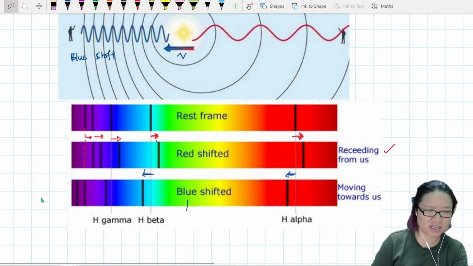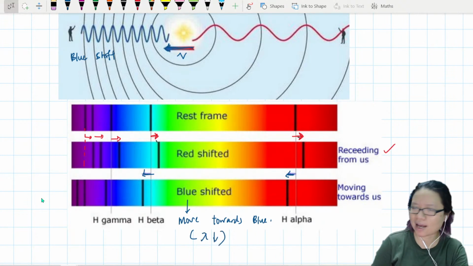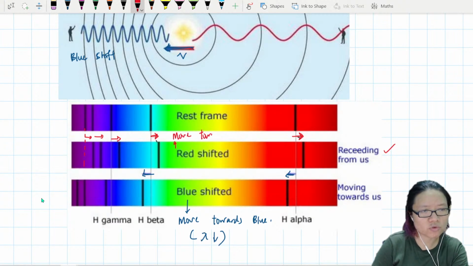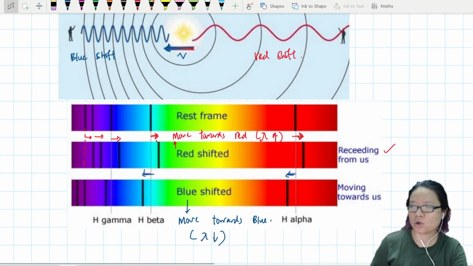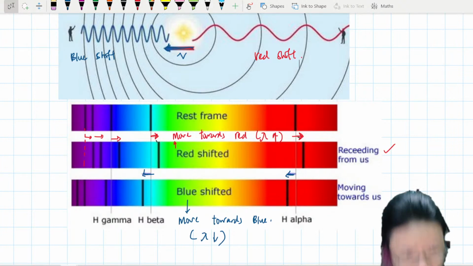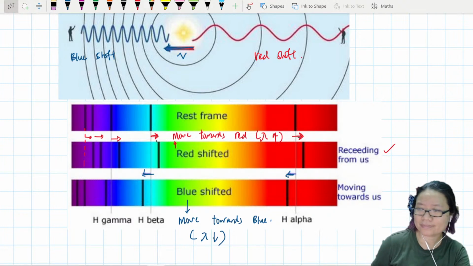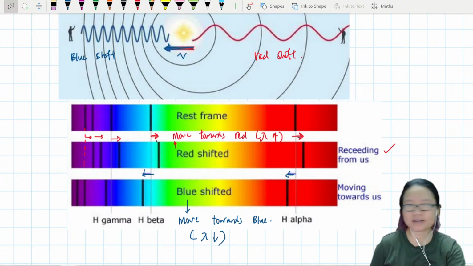So blue shifted simply means move towards blue. A fancy way to say wavelength decreases. And red shifted means move towards red, a fancy way of saying wavelength increases. This is red shift. And guess what? When we stare at the stars, it is almost always red shifted. All the stars around us are red shifted.